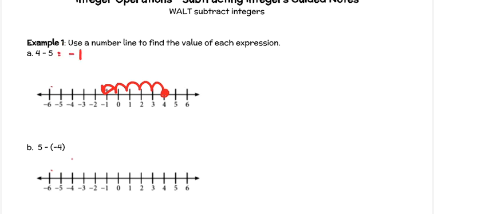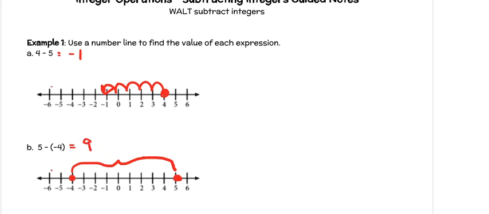So this is where it gets a little tricky. You're starting off at 5, and you're subtracting negative 4. So negative 4 is over here. You're seeing what's the distance from negative 4 to 5? That is 9, and that's your answer here.